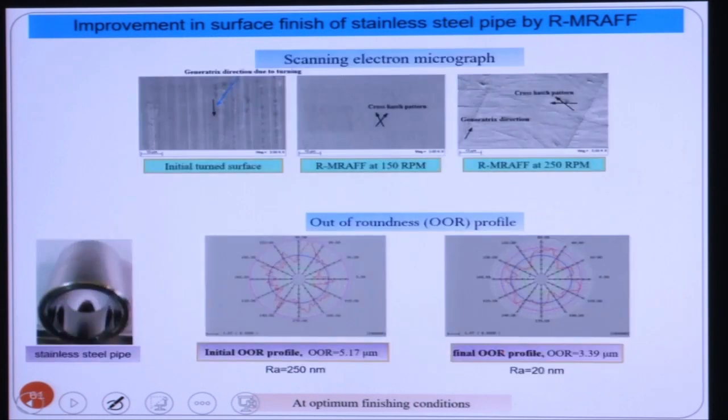So this is the same image: initial workpiece surface, RMFF with 150 and rotational MRFF process at 250 RPM. With optimum RPM, we can see a very good surface finish is achieved. But at high RPM, the surface particles leave random marks, and the surface finish deteriorates. The initial surface outer roughness we got after boring operation is 5.17 micron, and after polishing we got 3.39 micron final surface finish.